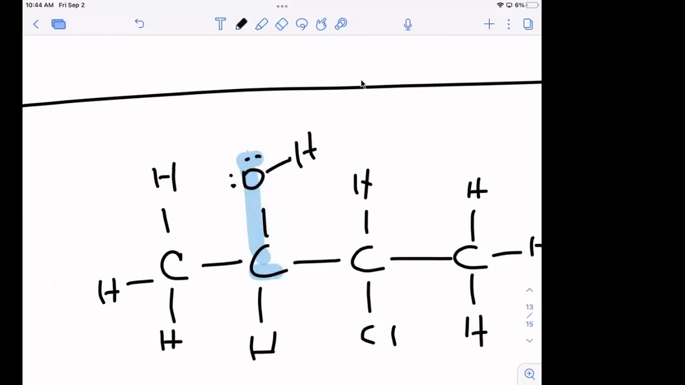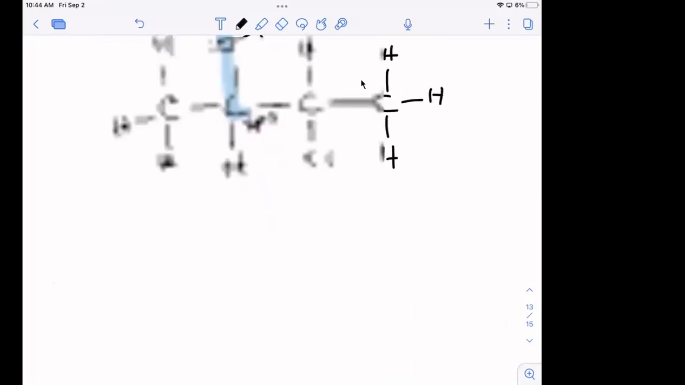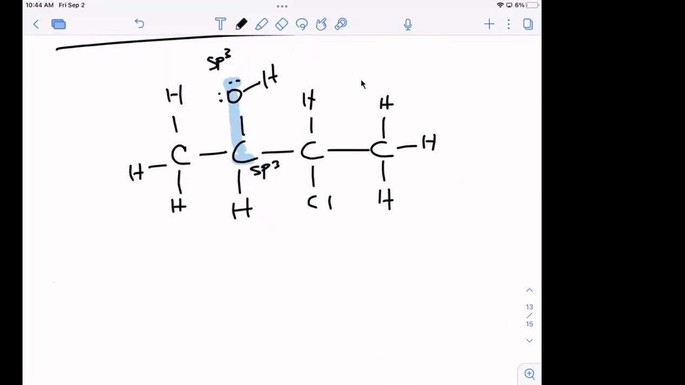Okay, let me back up. What's the hybridization state of carbon? It's sp3. What about oxygen? It's also sp3. So you have sp3, sp3 overlap making that bond. We know it's covalent because those orbitals overlap and share a pair of electrons.